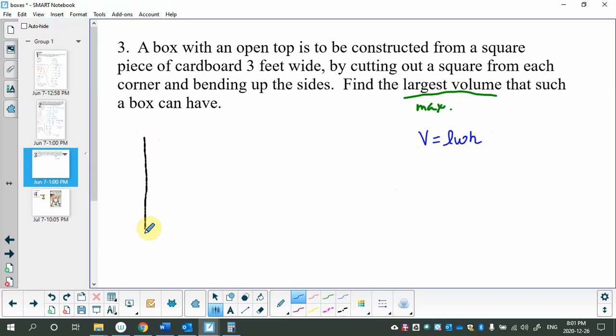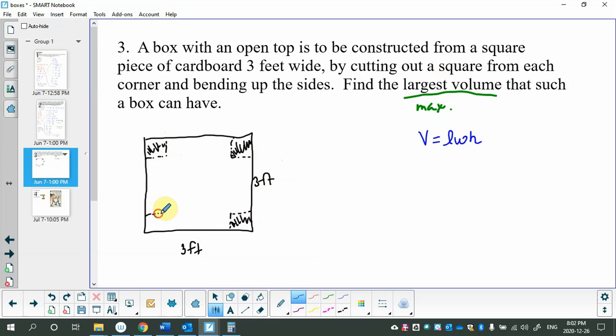So it says that we had a piece of cardboard that's 3 feet wide, and it's a square piece of cardboard. So that makes it 3 feet this way and 3 feet this way. And what happens is, it says a square is cut out from each corner. So we're hacking out that square, that square, that square, and that square.